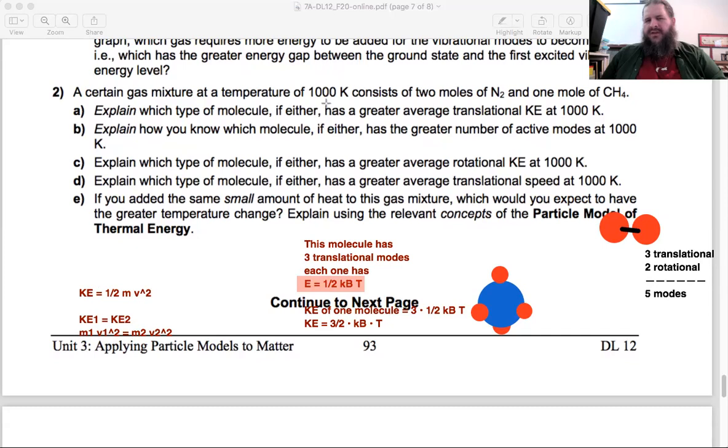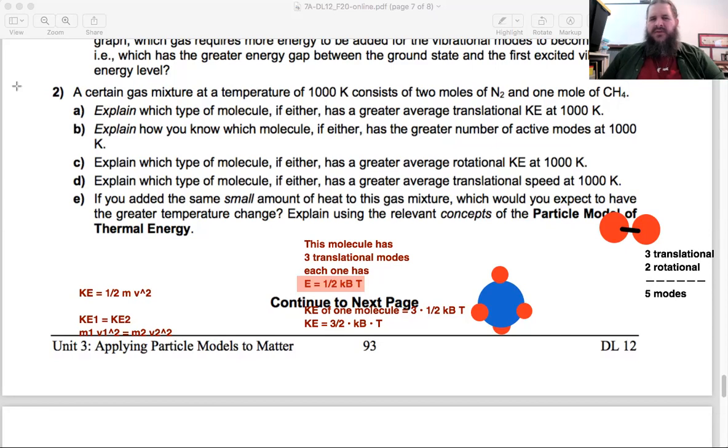We start at 1,000 Kelvin, we add some heat. Would you expect one or the other of these to raise its temperature by more, or would they raise their temperatures by the same amount? I think the raising would be different because one has more mass, right? They do have different masses.